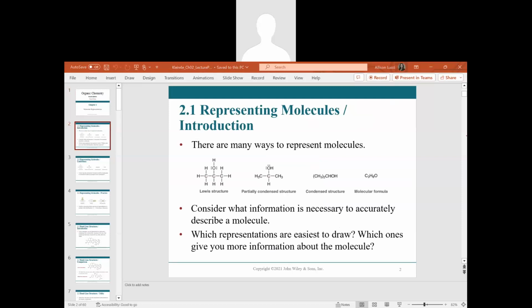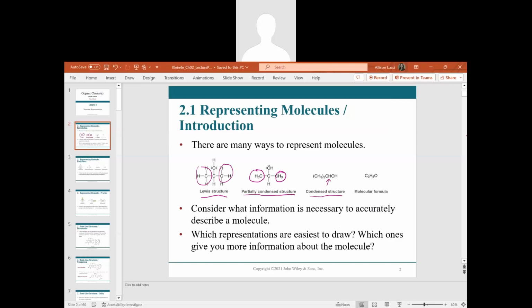So there are many ways to represent molecules. We have Lewis structures, so that's what's shown here, where we show all the bonds expanded and all the lone pairs. Then we have our partially condensed structure, so you can see that these hydrogen bonds have been condensed to CH3 groups, so that would be this and this here. And then moving along even further, we have a fully condensed structure.